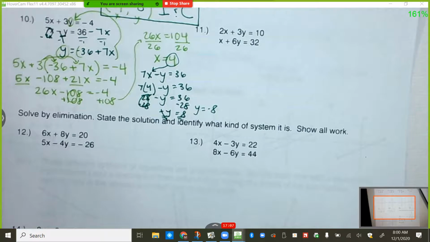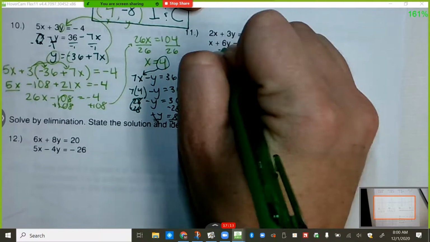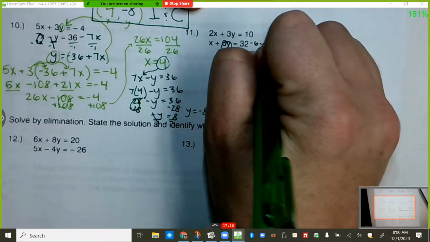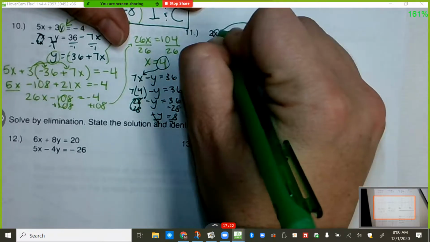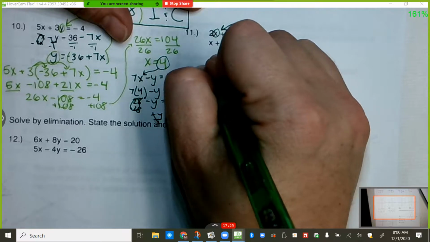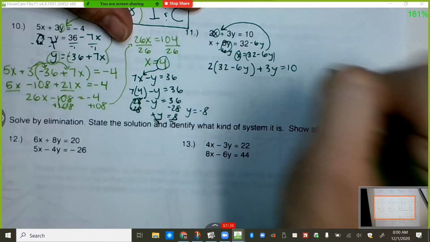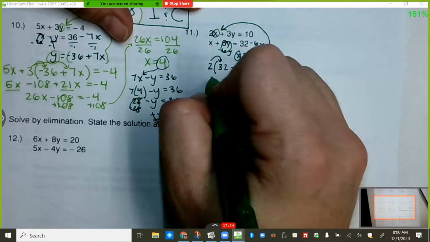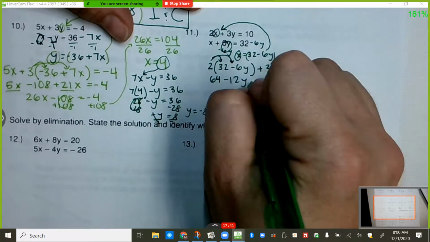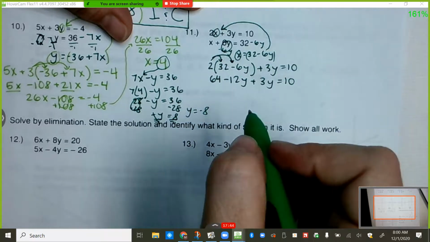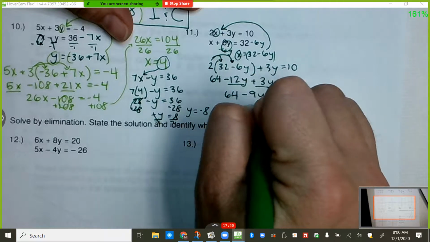Okay, number 11 is a little easier to set up because the x is positive, so all we have to do is minus 6y on both sides, and we get x equals 32 minus 6y. So we're going to replace x with our substitute, and we get 2 times (32 minus 6y) plus 3y equals 10. 2 times 32 is 64. 2 times negative 6y is negative 12y, plus 3y equals 10. I'm going to combine my like terms, and I get 64 minus 9y equals 10.